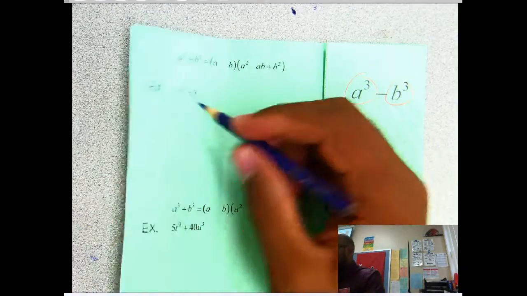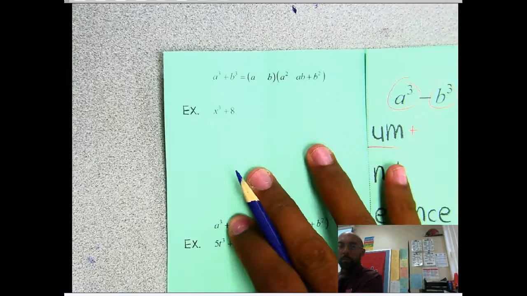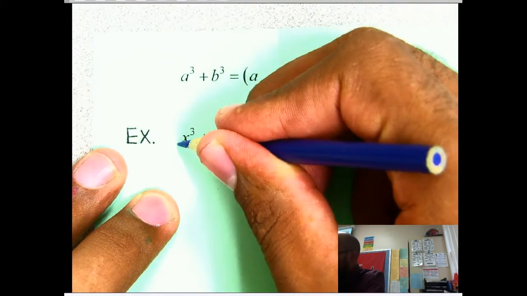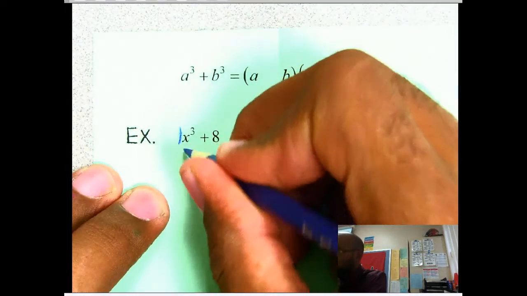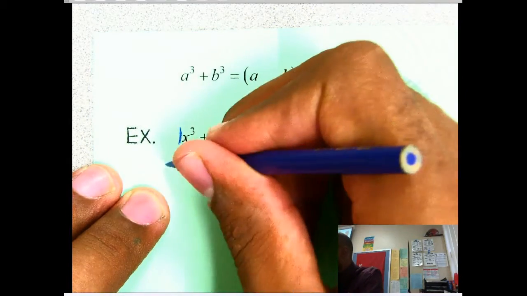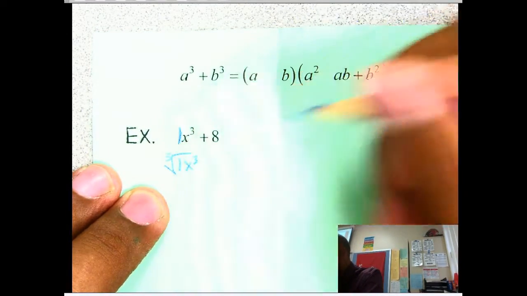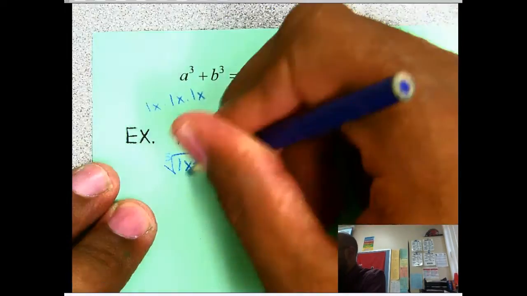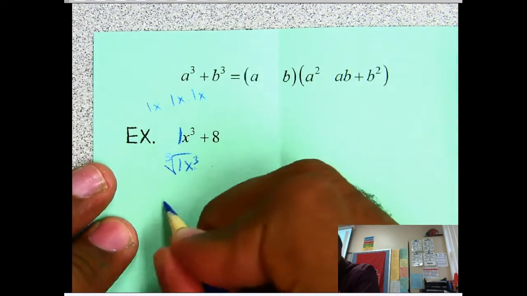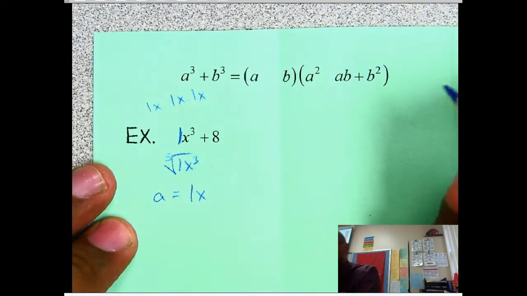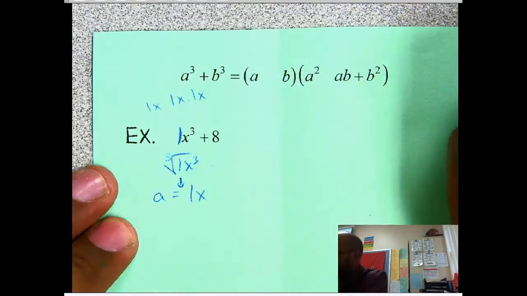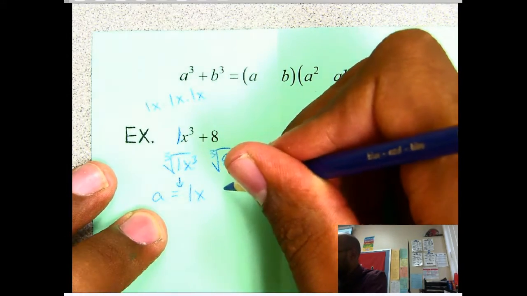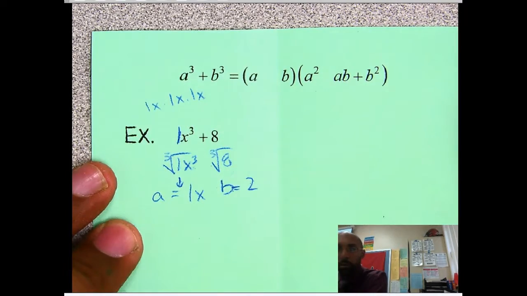So the first thing is we need to look at both terms and see, are they perfect cubes? I'm looking at the number in front of this x, which is 1. If I take the cube root of 1x cubed, well, that's 1x times 1x times 1x, which gives me 1x cubed. So the cube root is 1x, and that we call a. Then I look at this number, the cube root of 8, which is equal to 2, and that we will call our b.